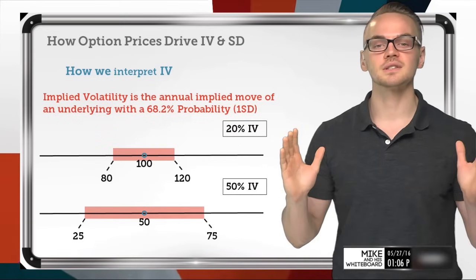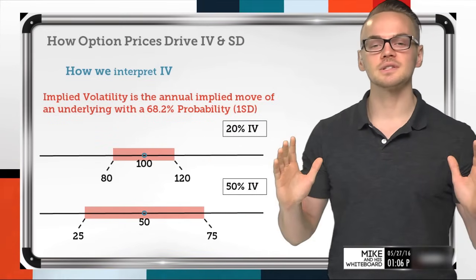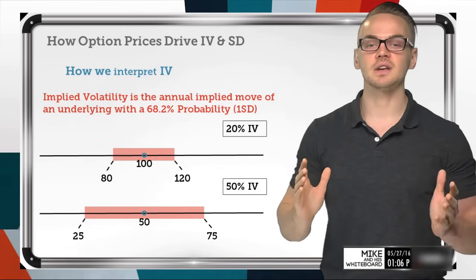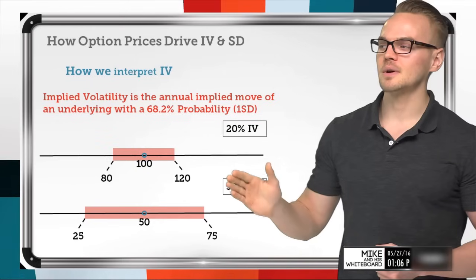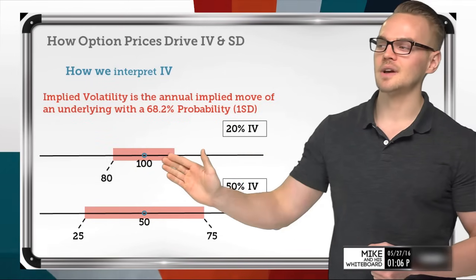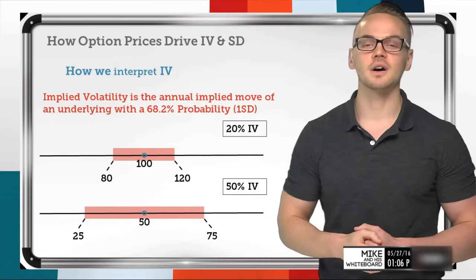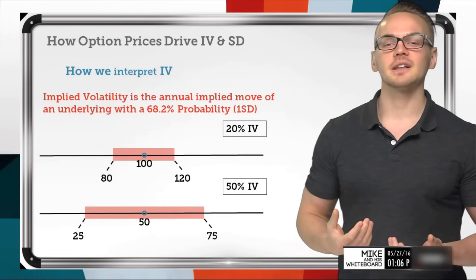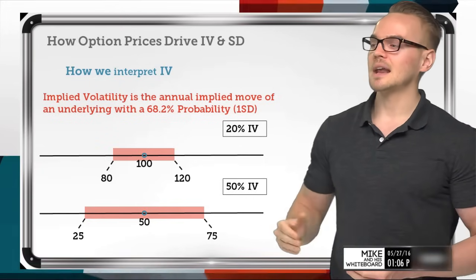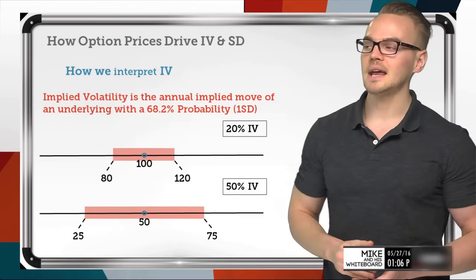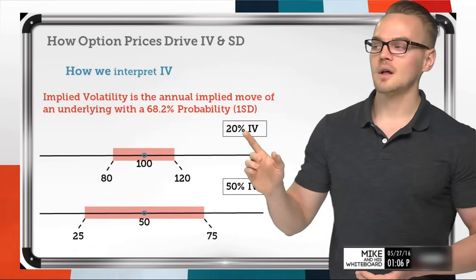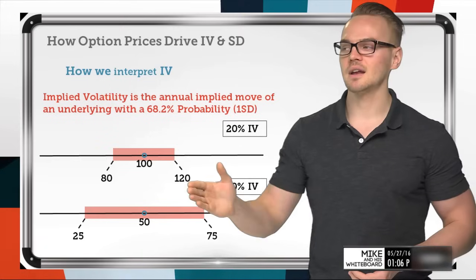68.2% of occurrences. When we capture that amount of occurrences, we're capturing one standard deviation, which we'll get into in a little bit. But here I've got some examples for you. So implied volatility here, let's say we've got a stock price at 100. If I have an implied volatility of 20%, then I would have a one standard deviation range of 80 and 120. So all I'm doing here is taking 20% of that stock price.